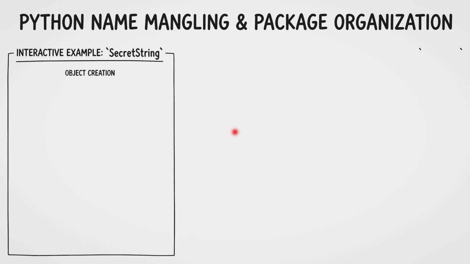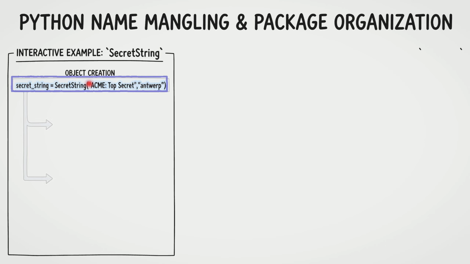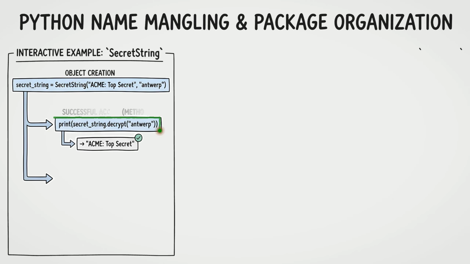Let's explore how our SecretString class behaves when we actually try to use it and see what name mangling really does in practice. First, we create our object right here. We instantiate SecretString with our secret message "ACME top secret" and our passphrase "Antwerp". Now, if we want to read that message properly, we use the method designed for it. We call the decrypt method and pass in our correct passphrase. As expected, this successfully returns the hidden string.